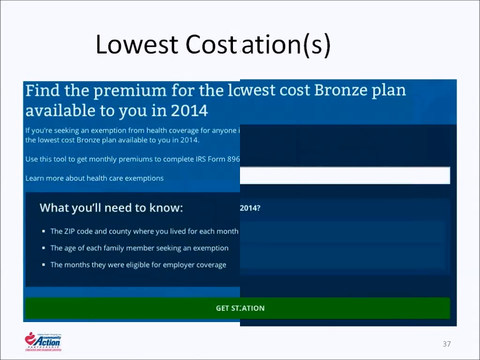You'll need to enter the zip code and county for each individual and the age of each family member seeking an exemption. This is what the screen will look like when you click on the button looking for the bronze plan. Okay, seeking an exemption for health care coverage for anyone in your family, you may need to know the monthly premium for the lowest cost bronze plan. Okay, zip code, age, and the months they were eligible for employer coverage.